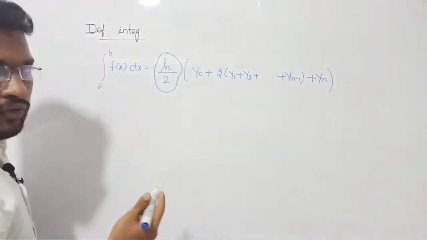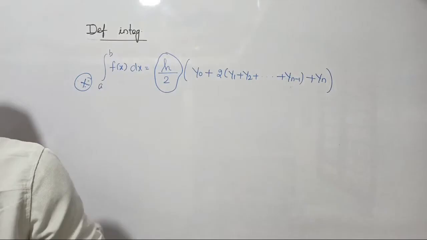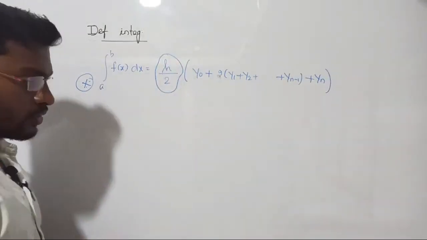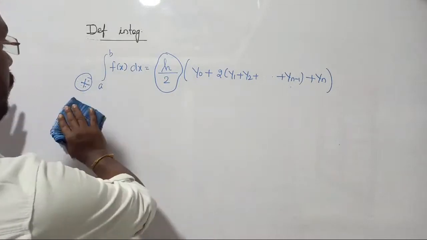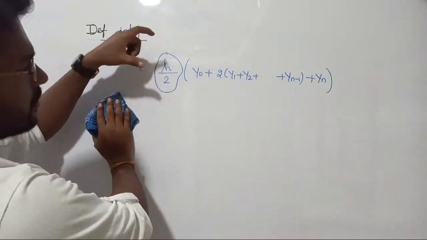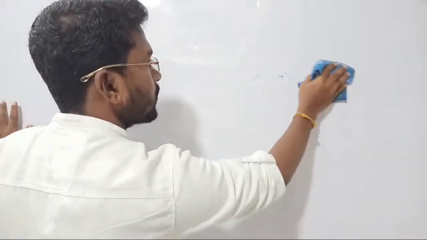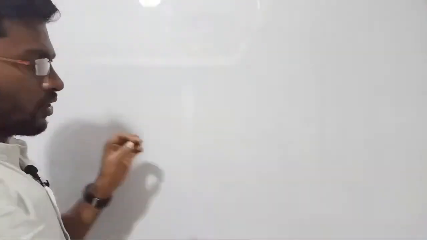I forgot to give the proof also. Anyway, just notice this one. Thank you for remembering, ma'am. Yes, h by 2 will come here. Please note this one. Please take care. For the trapezoidal rule, just note this h by 2, right? That's enough. Okay, fine. See, what we saw now, we took 3 rules, right?